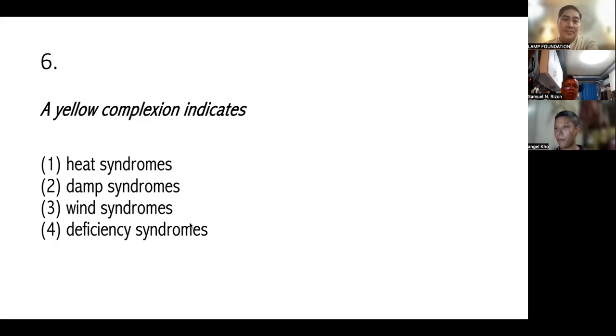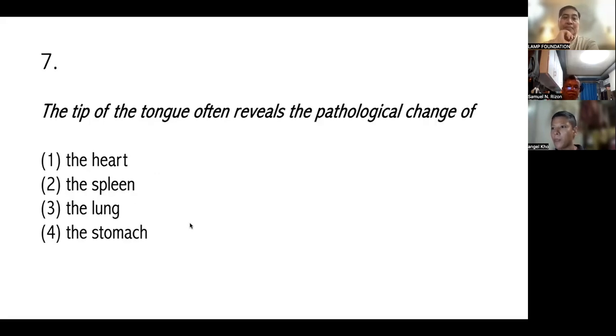Let's go to number 7. Number 7 po. The tip of tongue often reveals the pathological change of, answer ko po is yung number 1 po yung heart, tsaka yung lung. Bali letter B po, Doc. Kasi yung spleen sa center siya, tsaka yung stomach. Okay. Yung lung ba, tip ba ng tongue or behind the tip? Ano siya, Doc? Sa tip rin po, kasunod ng heart.